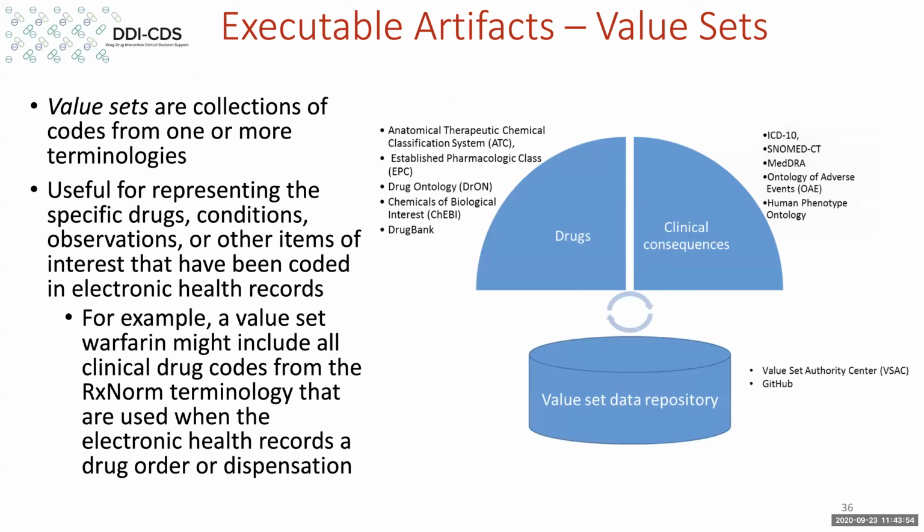One of the things that we are also providing publicly is the value sets that we used in testing the rules. For folks who aren't so familiar with that, value sets are collections of codes from one or more terminologies. So in the data set that you might pull from an electronic health record, the drug exposures might be coded as NDCs, or they might be recorded as RxNorms, depending on the system that's being used.